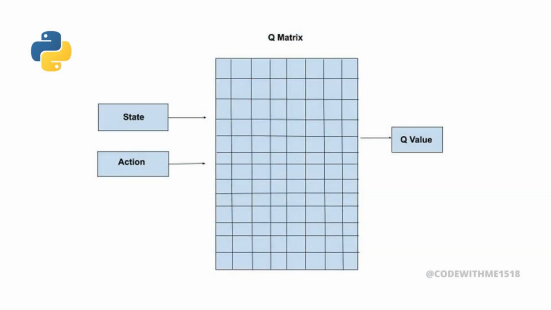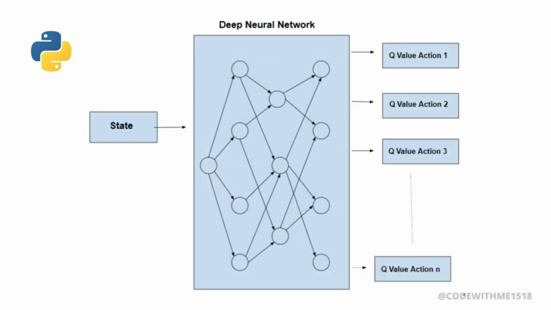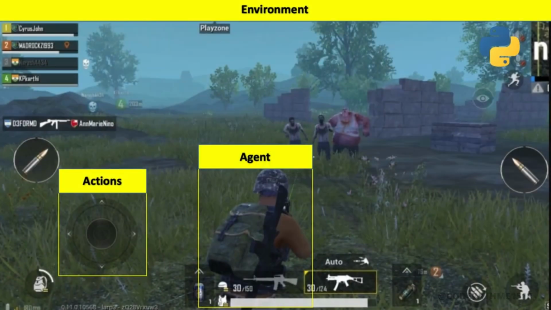The idea behind DQNs is to approximate the Q-value function using a neural network. This allows the agent to handle large, complex state spaces, like those found in video games.